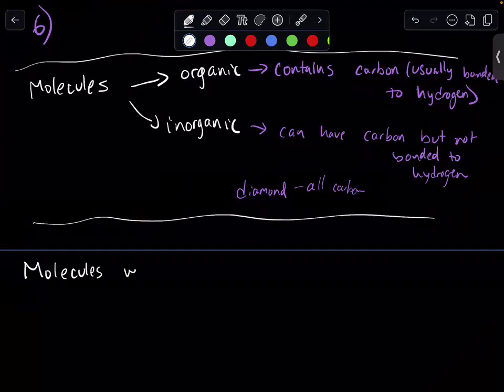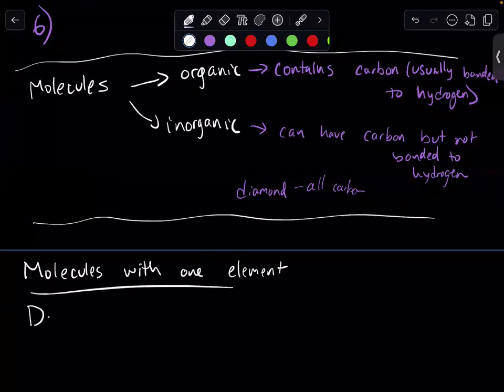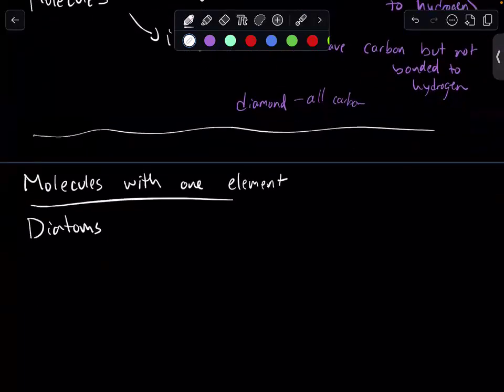Molecules with one element. There's a few that we need to know, and those are our diatoms or diatomic elements. Remember, they are H2, O2, F2, I2, N2, Br2, and Cl2.